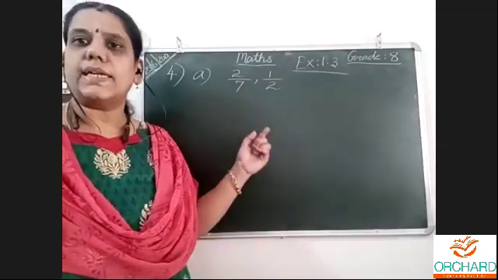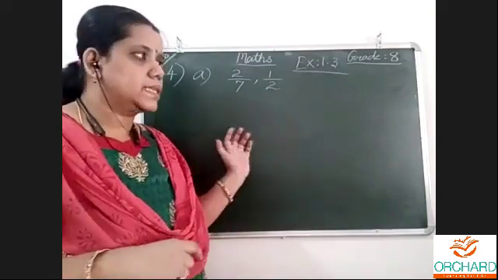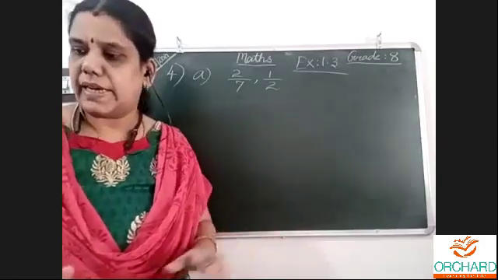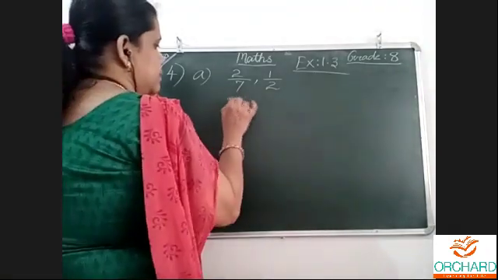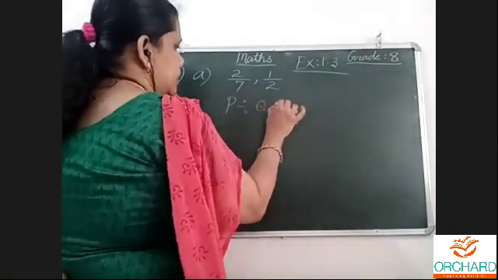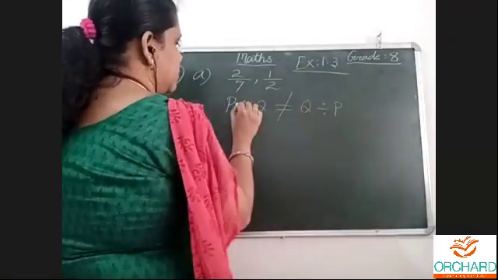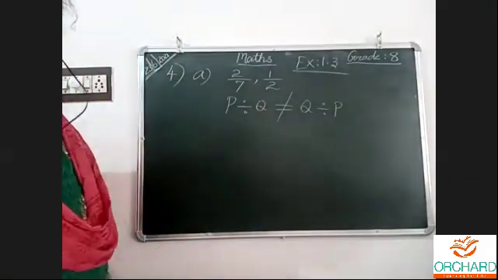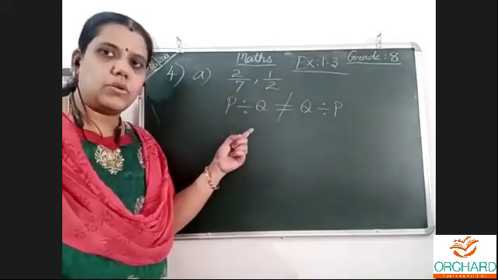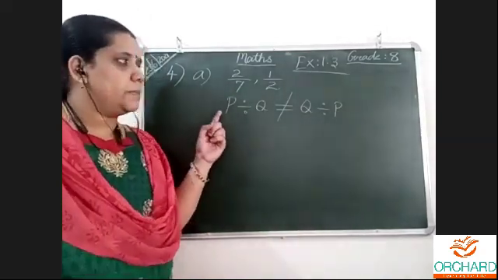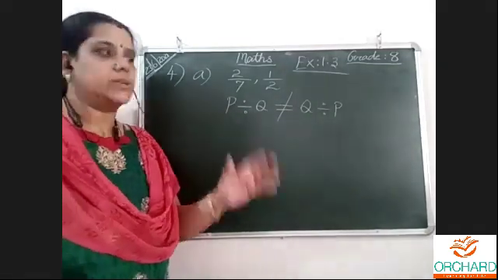Commutative property does not hold true means it will not come LHS as RHS. It will not be satisfied for the division of the set of rational numbers, which means P divides Q is not equal to Q divides P. This is the commutative property of division. It involves two rational numbers, P and Q, and says P divided by Q is not equal to Q divided by P.